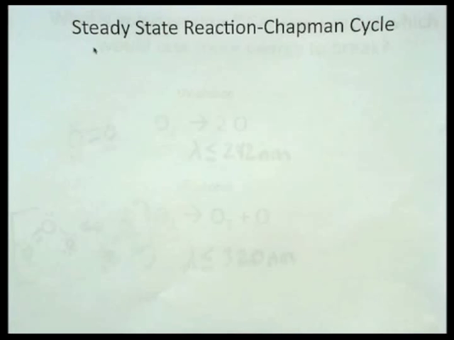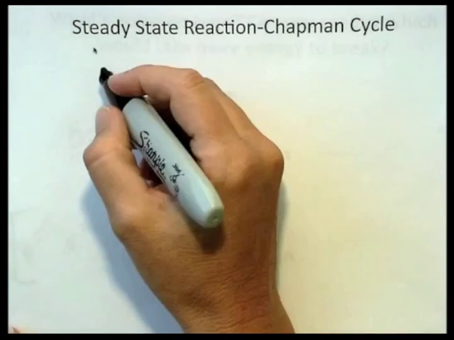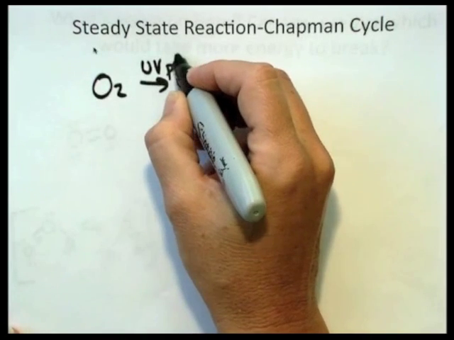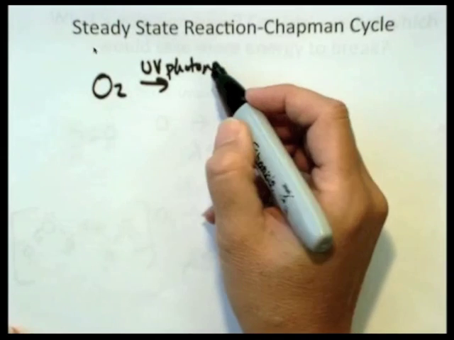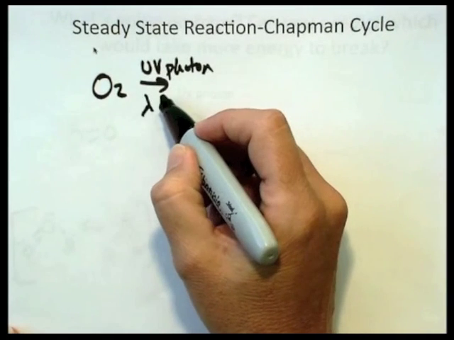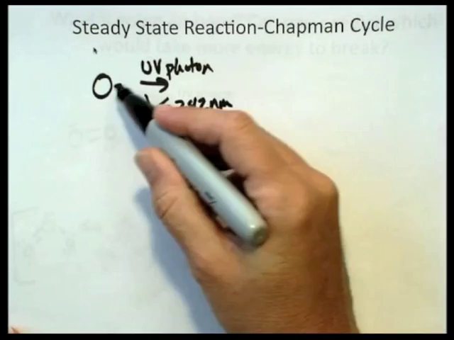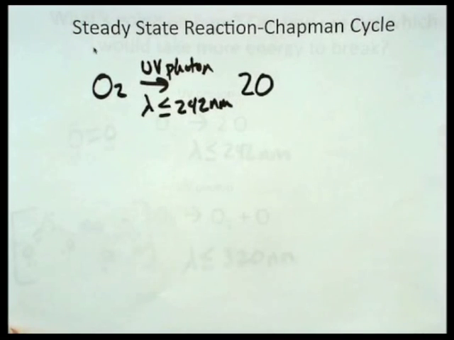That means that even though we're having chemical change, at the end of everything that's going on, you're going to have constant concentrations of your reactants and products. The studying and modeling of the reactions of oxygen and ozone in the atmosphere was done by somebody named Chapman, so it's called the Chapman cycle. Basically, one molecule of oxygen will absorb one UV photon in the wavelength range of less than or equal to 242 nanometers. When that happens, the oxygen is going to break into two oxygen atoms.